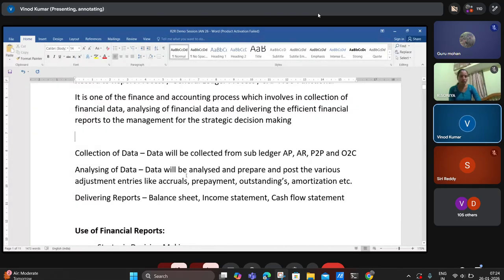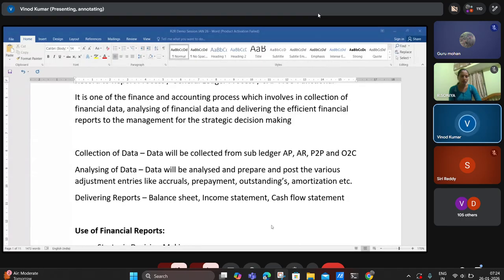R2R team will coordinate the subledgers and prepare the financial reports and submit them to the management. R2R team will interact with the subledger teams like APAR, P2P, O2C team, coordinate the data and submit the financial reports to the management. Okay. So if the R2R team does not do this, it is a very big problem to generate the reports.